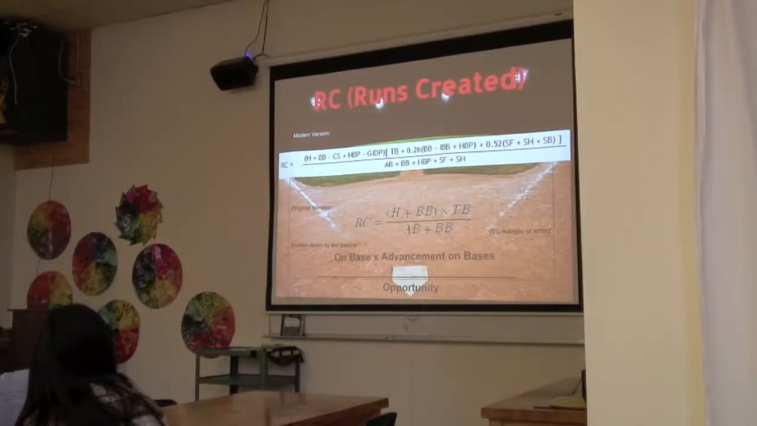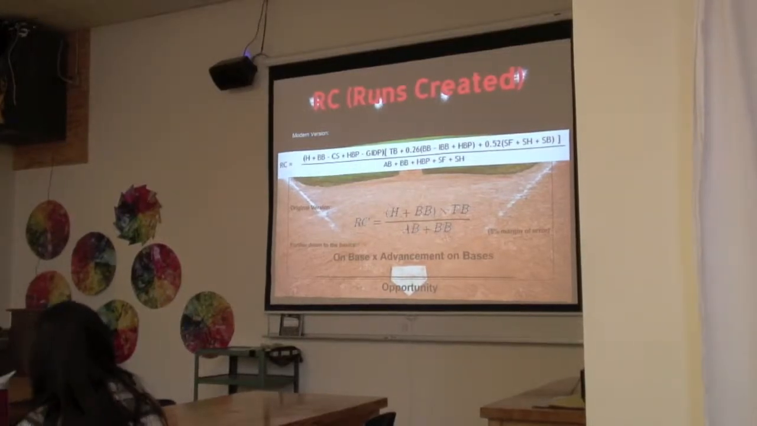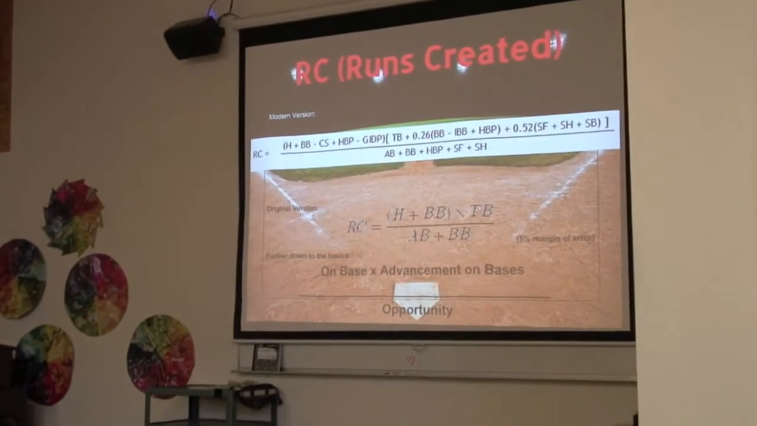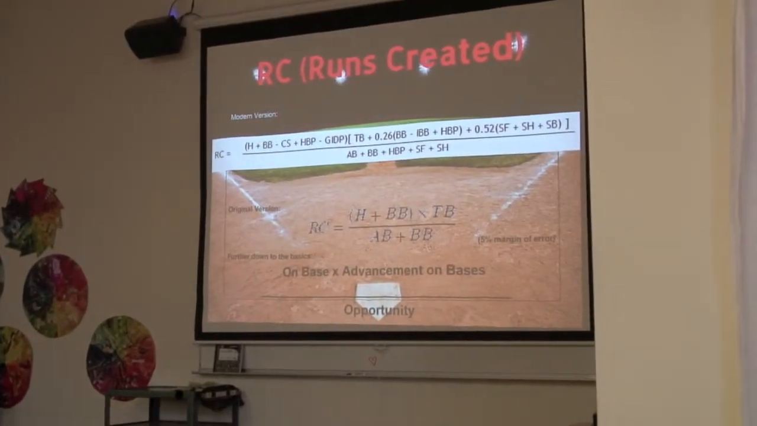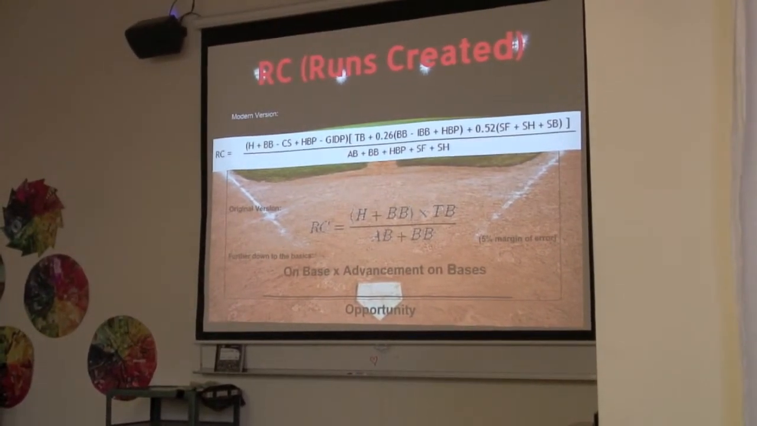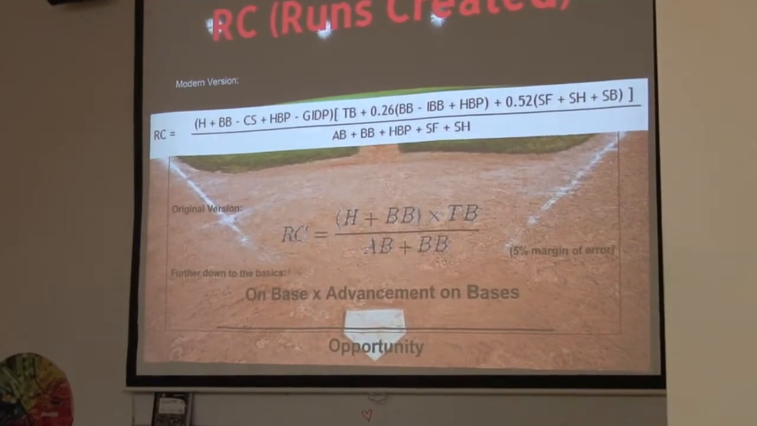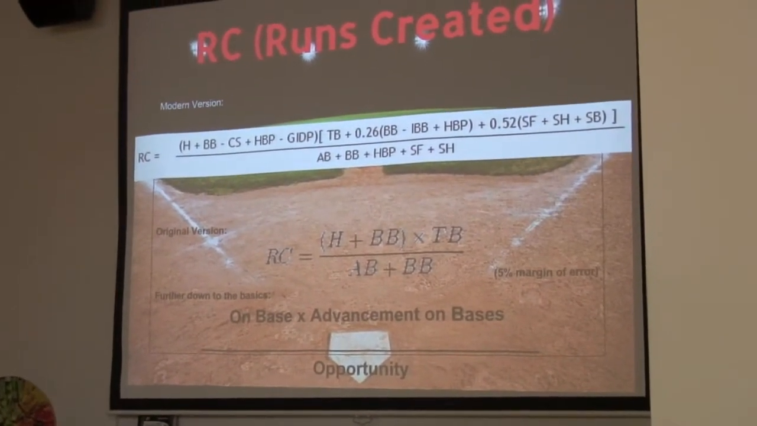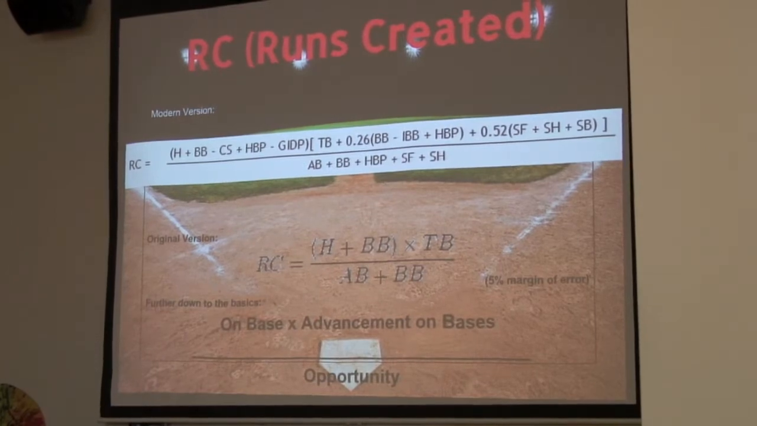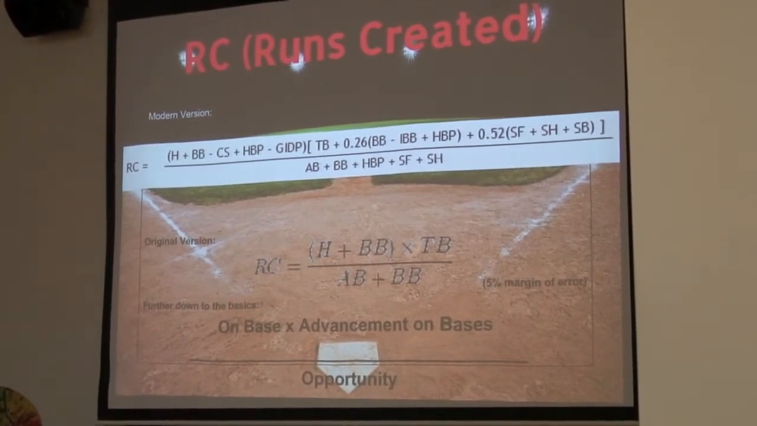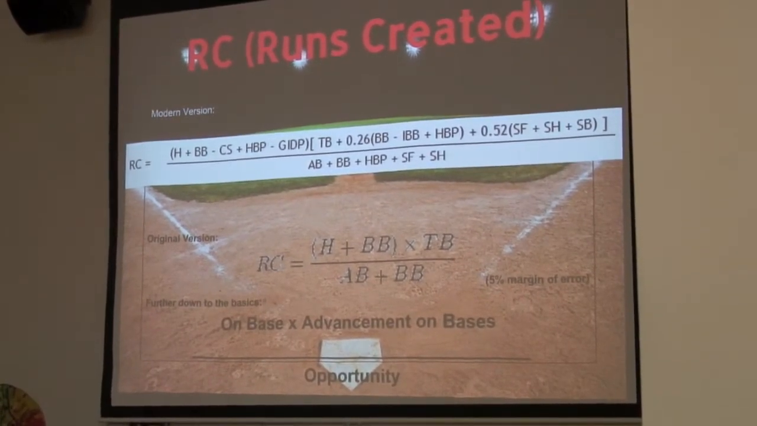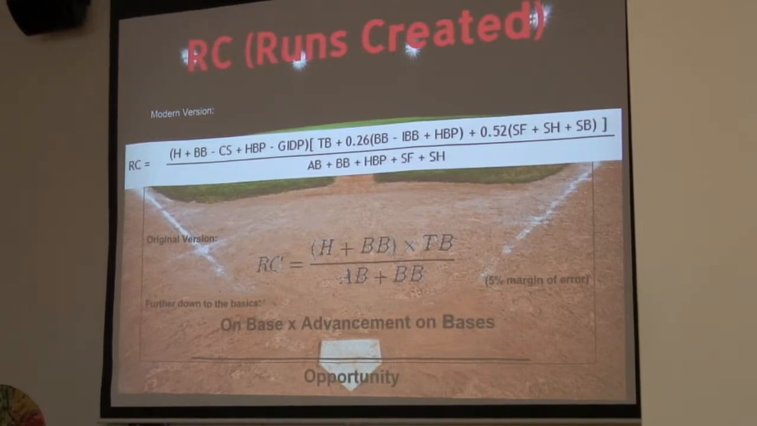For my offensive stat to judge who's a pretty good player or not, it's runs created. It's really complicated, as you can see. So just try to remember the basics. That is on base times advancement on bases divided by opportunity. The cool thing is that the original version only had a 5% margin of error, so that means the modern version should have even less of a margin of error.